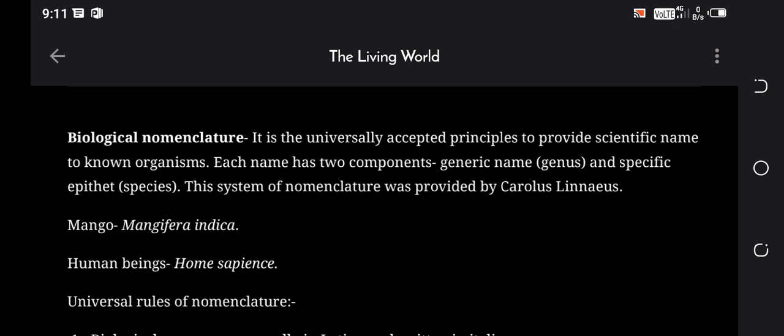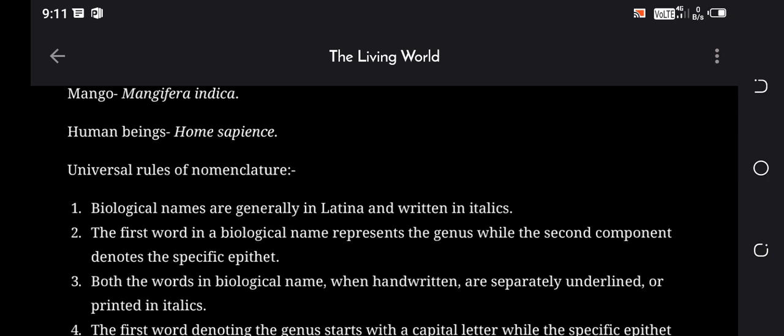Each name has two components: first the generic name, which is the genus, and second the specific name, which is the species. The system of nomenclature was provided by Carolus Linnaeus. The mango is Mangifera indica. Human beings are Homo sapiens. Universal rules of nomenclature.